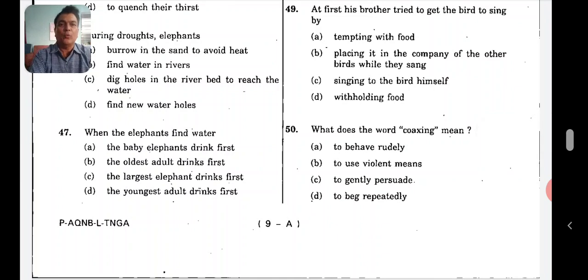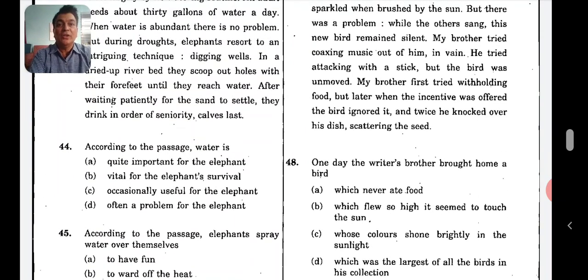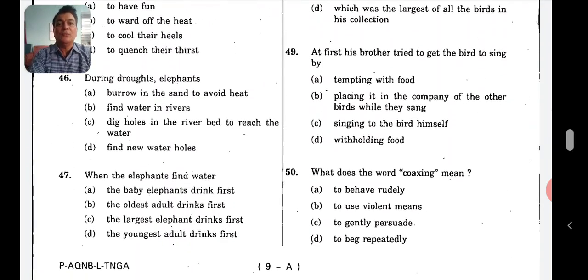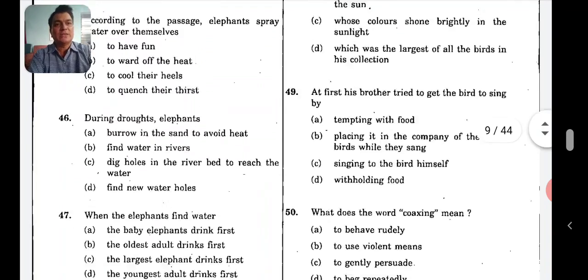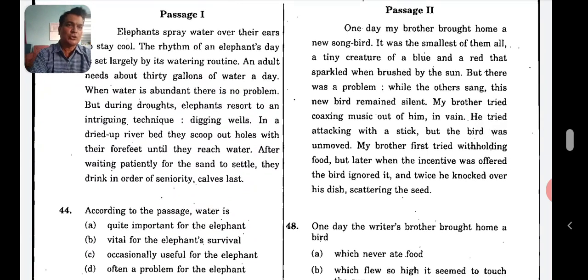When the elephants find water. Now here when you read the last sentence, you can infer the answer. They drink in order of seniority. So in order of seniority means, so the right answer will be B. The oldest adults drink first. So let's go to the next passage and the last passage there and last question there.